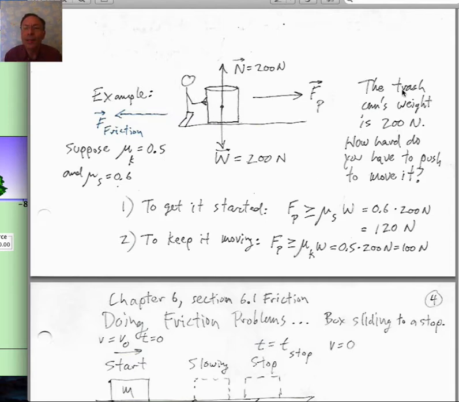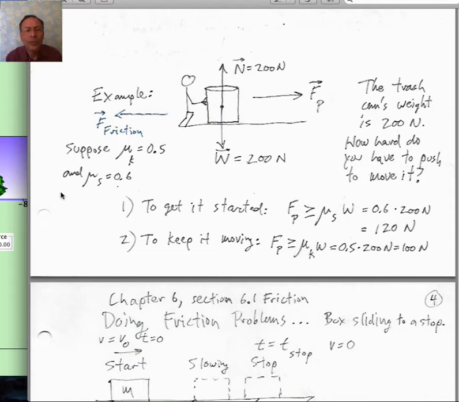Anyhow, let's run through an example with numbers attached to it. So I'm saying here, the trash can's weight is 200 newtons. How hard do you have to push it to move it? Okay, so this is a static friction problem because the trash can is not yet moving, and you're going to be pushing, pushing, pushing until you defeat the static friction. The instant before it moves, you've gotten to the answer: how hard you have to push it.